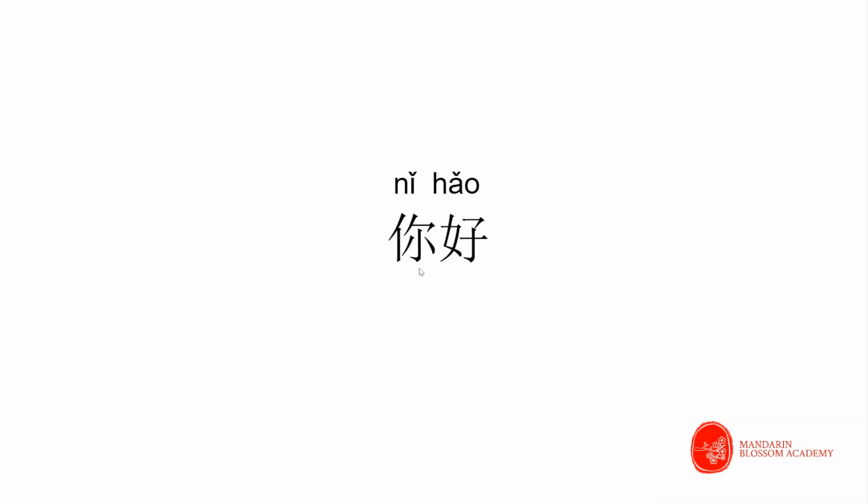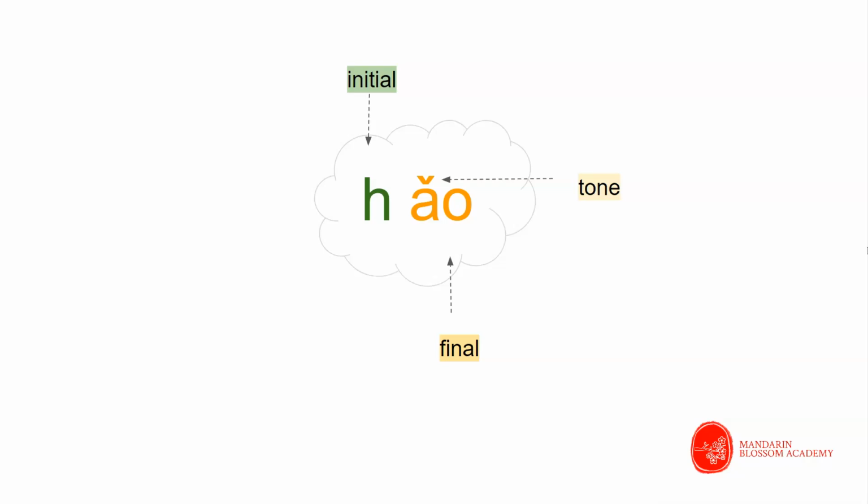Each Chinese character corresponds to one syllable. So 你 is one syllable to this character. 好 is one syllable to this character. And each syllable has three parts. For example, the pinyin 好 is made of initial, final, and a tone. A Chinese syllable can have no initials, but must have a final and a tone. Don't worry, we will learn all these step by step.